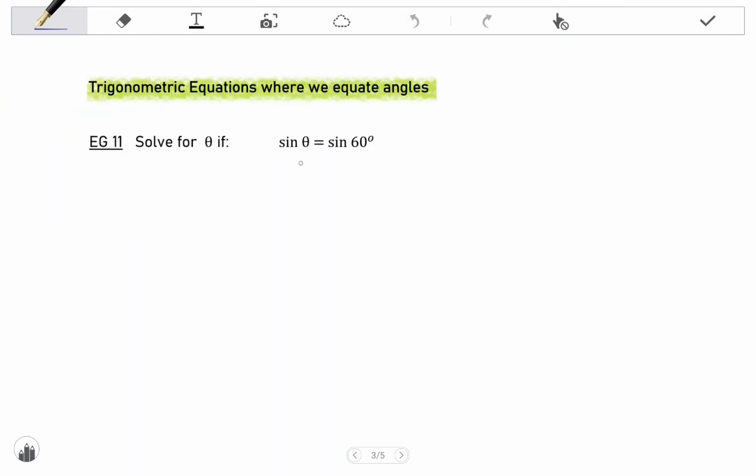Now I just want to look at one example that is numerical, applying what we've just learned. So I have sine theta equals sine 60 degrees. Everything is the same except the angles. So I'm going to make the angle on the right hand side my key angle. To know the quadrants, I look at the sign of the right hand side and it is positive. So my general solutions will lie in quadrants 1 and 2 for the sine function.